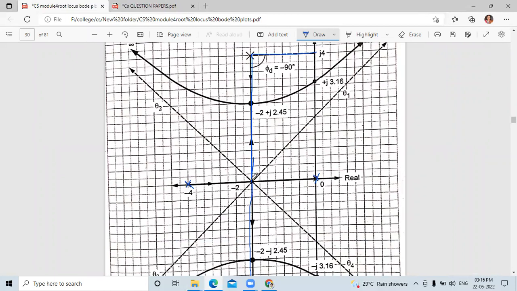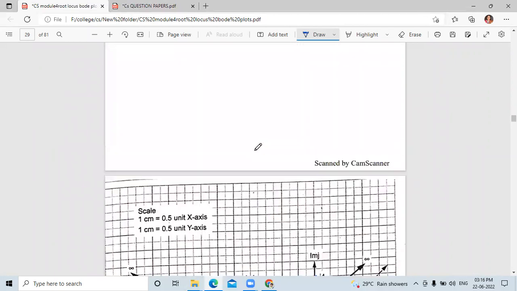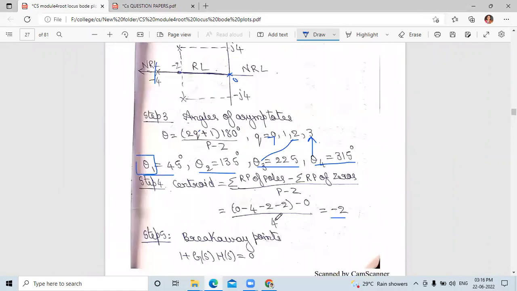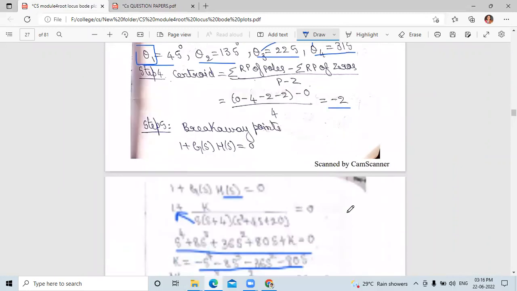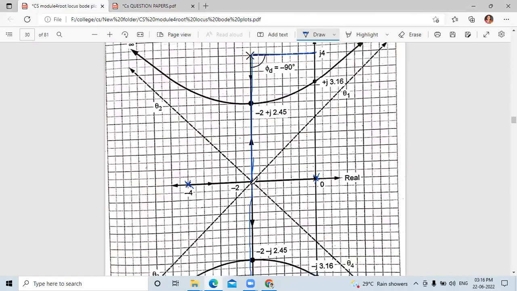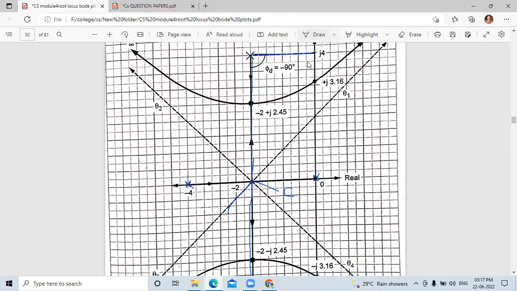Next, the centroid point. How much did we get here? The centroid point is minus 2. Okay, so the centroid point is minus 2, and this is nothing but the centroid point.